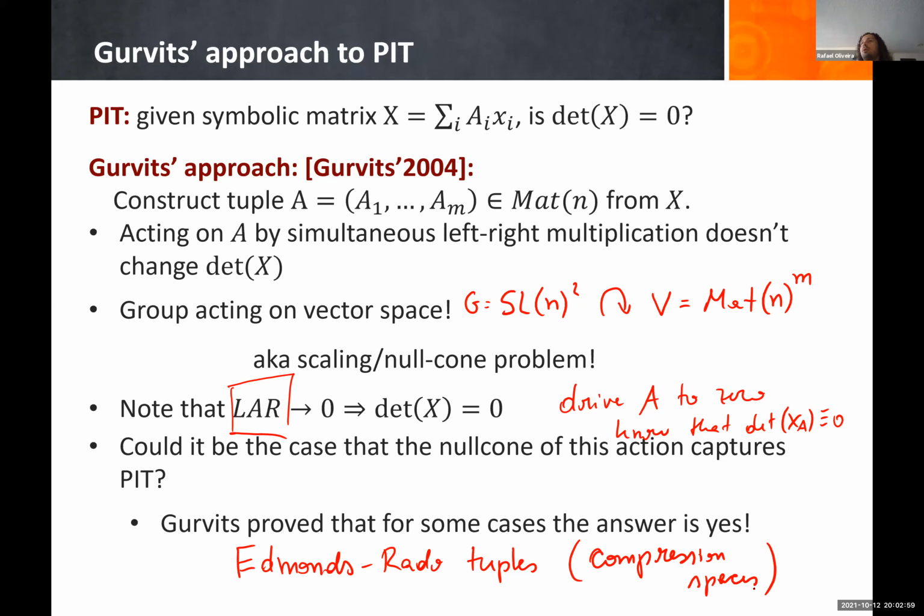Okay. And compression spaces appear everywhere. They appear in non-commutative algebra, in algebraic geometry, and many other places, right? And they appear with multiple names, which means there's something cool about that, and we're going to understand that in a little bit. So he was really motivated because now I have some cases I can prove that this is just the PIT question. So now the only thing is, can we actually solve this null cone problem, right?